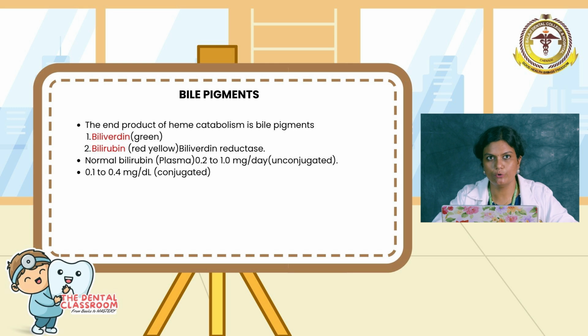So coming back to hemoglobin metabolism, bile pigments are the end product of catabolism of heme, and they are of two types, biliverdin and bilirubin. Biliverdin will be green in color and biliverdin undergoes further reduction to form bilirubin, which will be yellowish orange in color. Both biliverdin and bilirubin are excreted through the bile, but the larger percentage will be bilirubin.